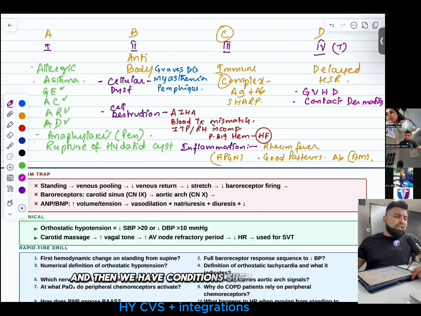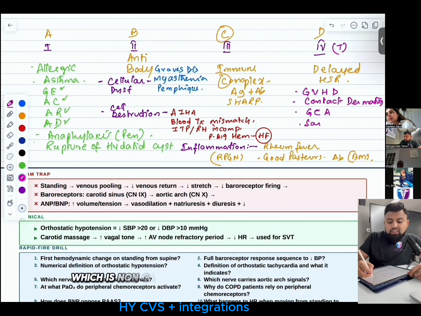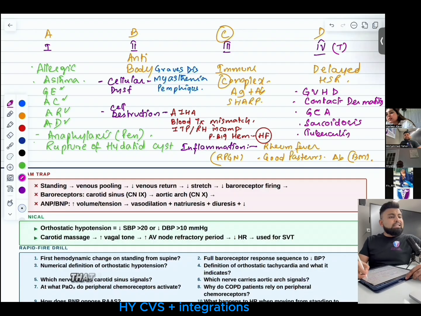And then we have conditions such as leprosy, or giant cell arteritis, or giant temporal arteritis, right? Or even sarcoidosis, which is a non-caseating granulomatous disease, high CD4 to CD8 ratio disease that we discussed, or tuberculin skin test. Please remember, this is also a delayed type 4 hypersensitivity reaction.